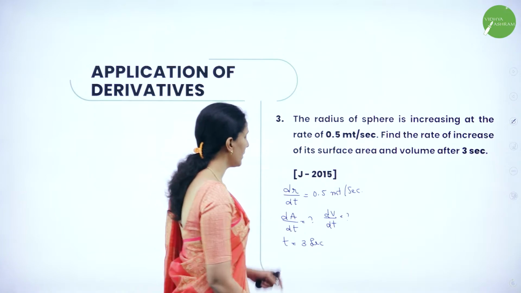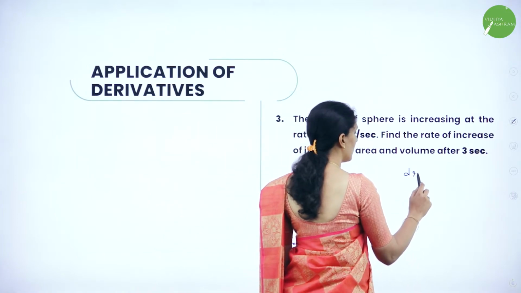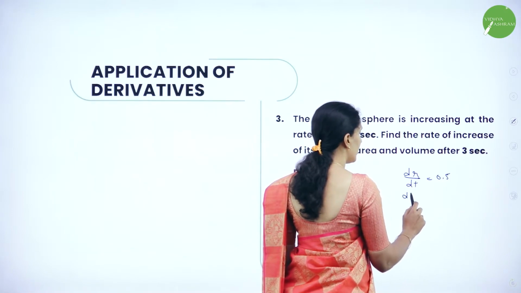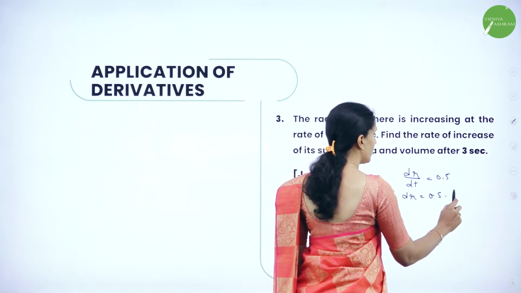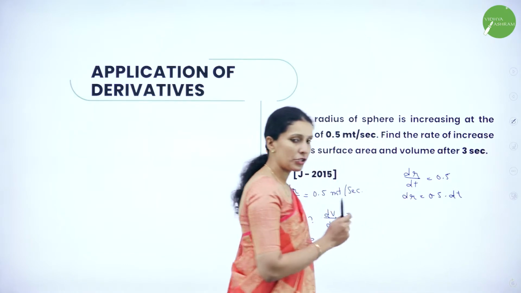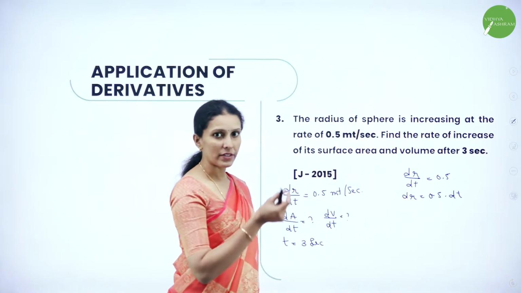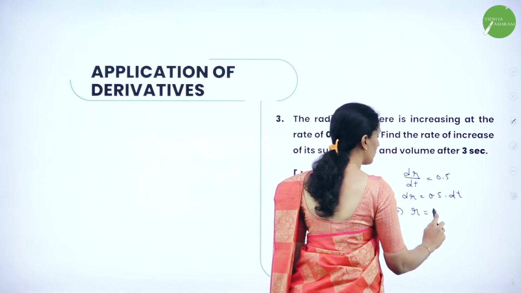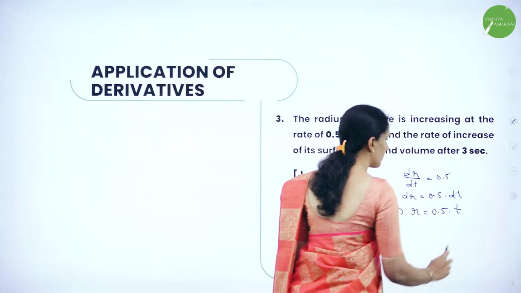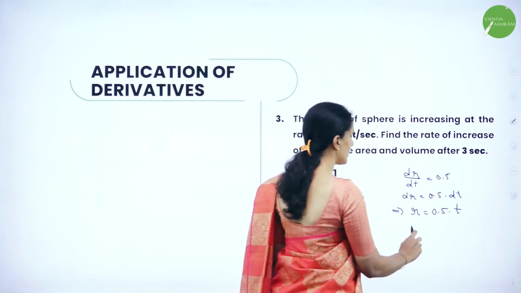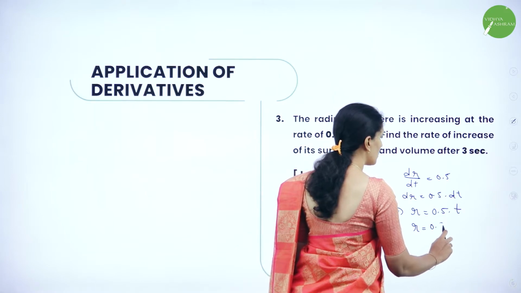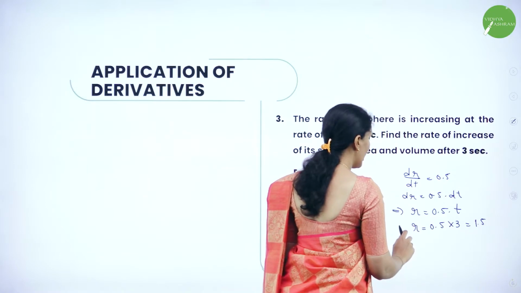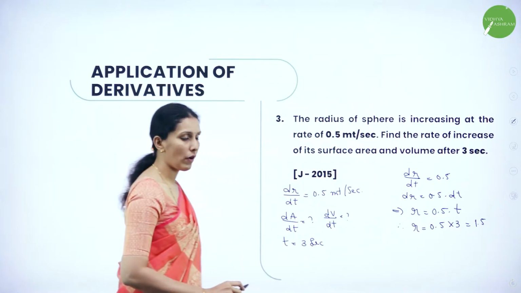Since we have here dr by dt is equal to 0.5, we can write dr is equal to 0.5 into dt. So this is the small change of the radius with respect to time. We can also write this in the form of r is equal to 0.5 into t. Now t is given, that is 3 seconds. So therefore r is equal to 0.5 into 3, which you will get as 1.5. Hence we get r is equal to 1.5.